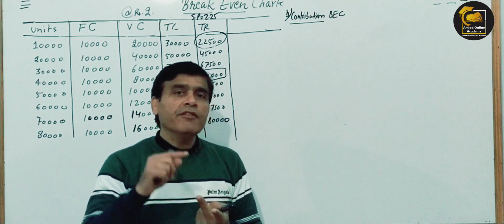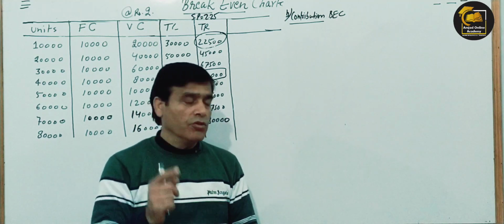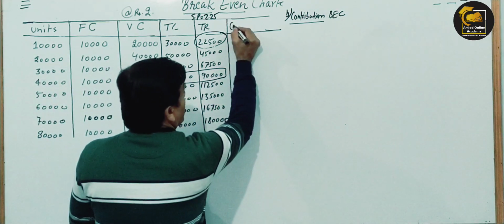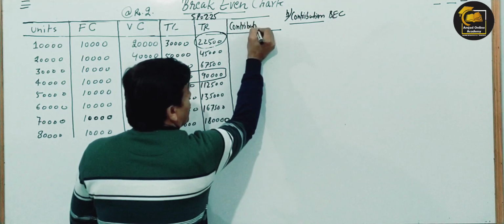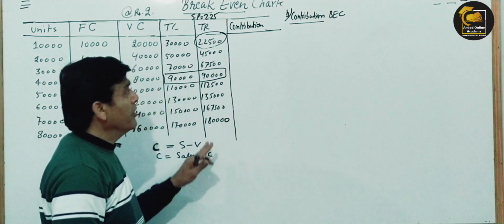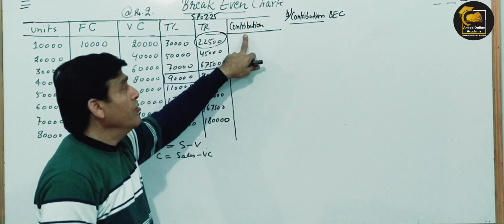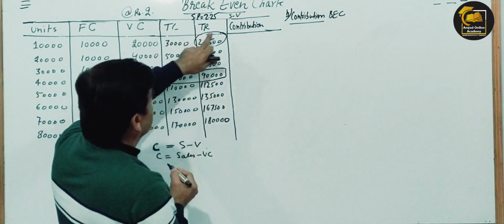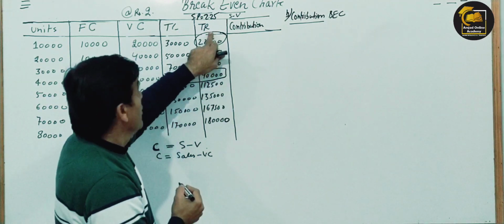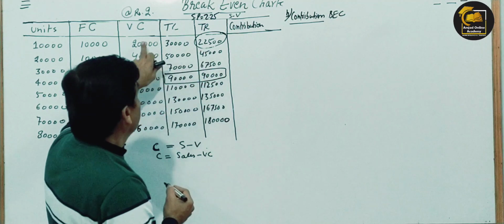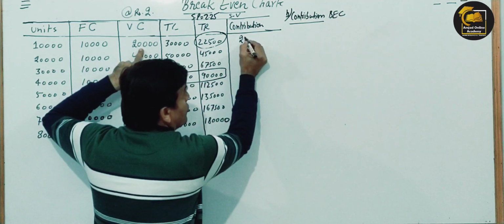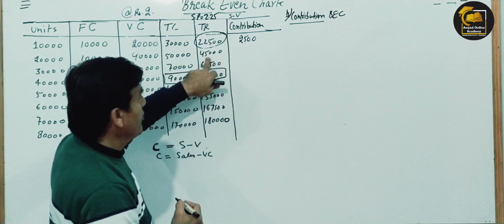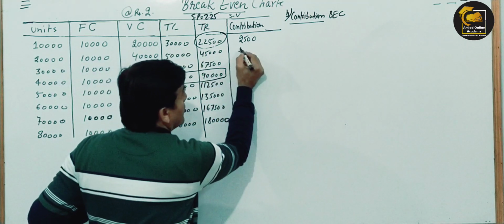So that is the difference. If you are deducting only the variable cost from sales, we call it contribution. So C is equal to S minus V. If we draw a next column here, namely contribution, now see, contribution means S minus V, that is, S means total revenue and V is the variable cost, meaning 22,500 minus 20,000. So it will be equal to 2,500. We are achieving the contribution of 2,500 here. Again here, 45,000 minus variable cost, the contribution is 5,000.